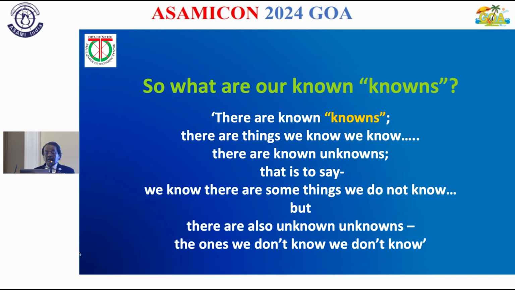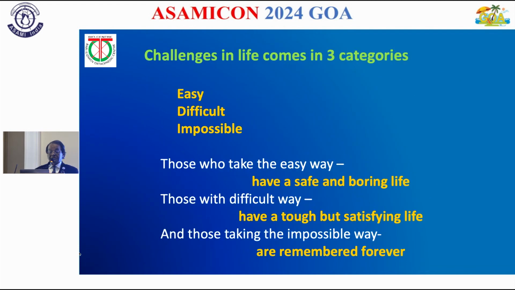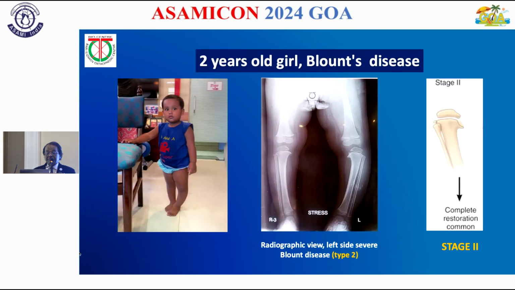And so what are our known knowns? There are known knowns. There are things we know. There are unknown unknowns. That is to say, we know there is something we do not know, but there are also unknown unknowns. And what we don't know, we don't know. So, dear friends, always the challenges in your life, you will see the easy, difficult, and impossible. I love to do the impossible cases. So now let us share some cases.